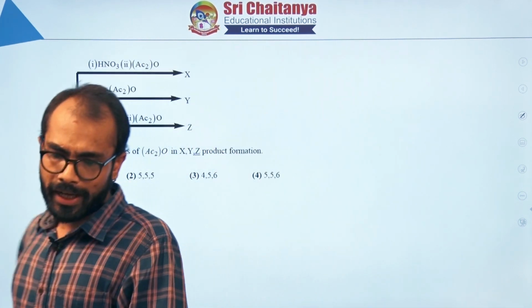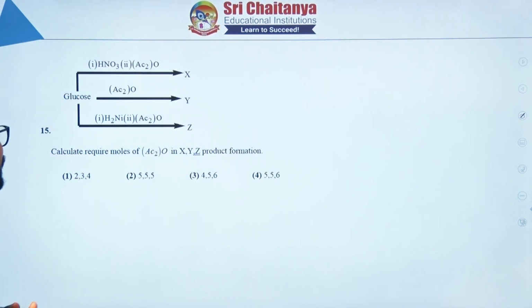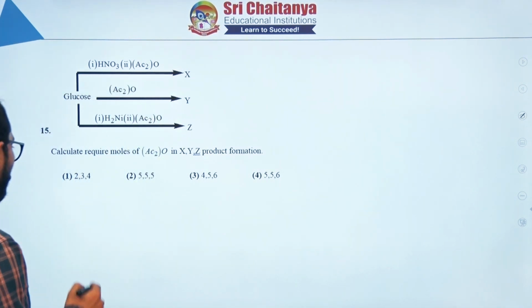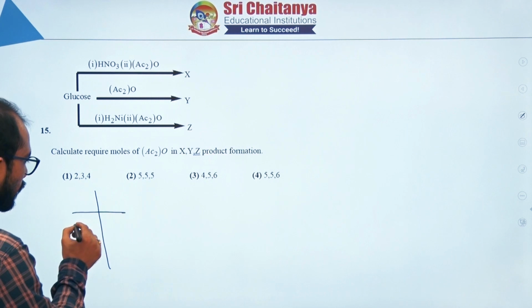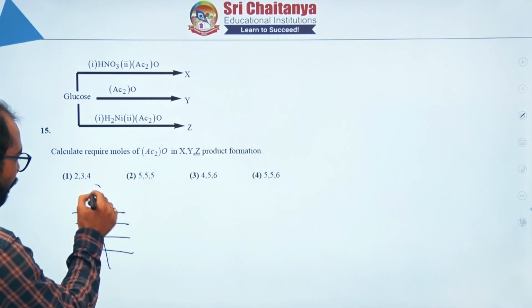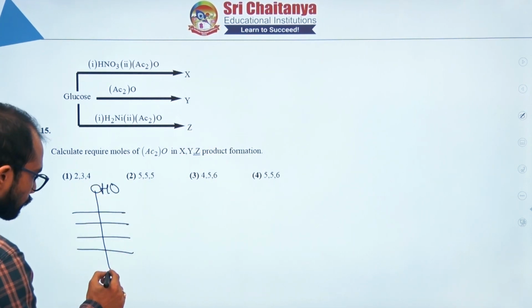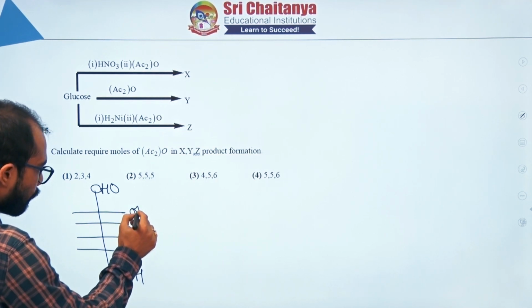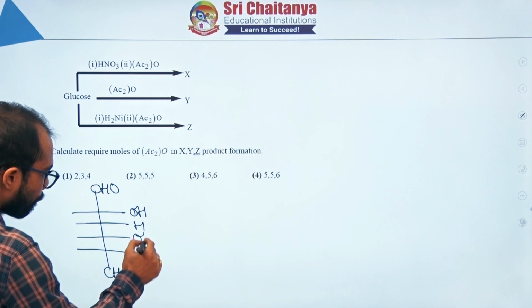So, next question. The next question here is very simple. Actually, it is from biomolecules. If you see glucose, let me draw the Fischer projection of glucose. This is the Fischer projection of glucose. Everybody knows this particular formula.